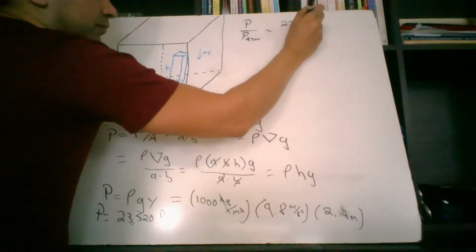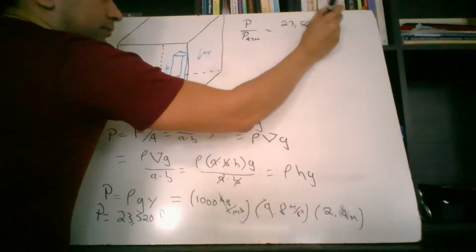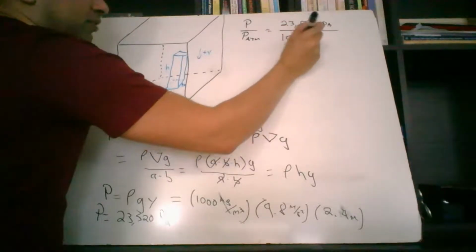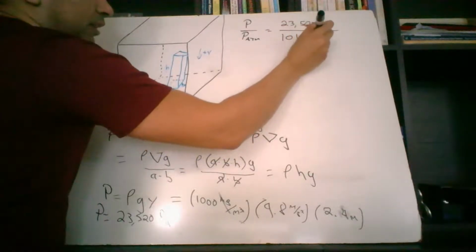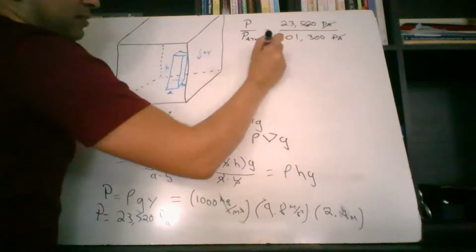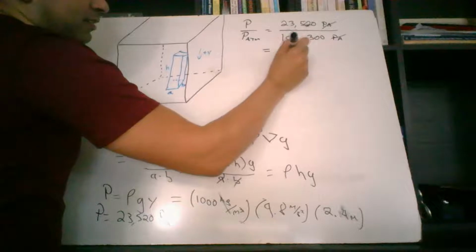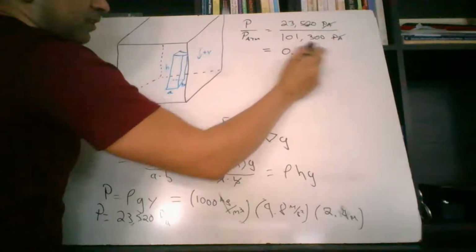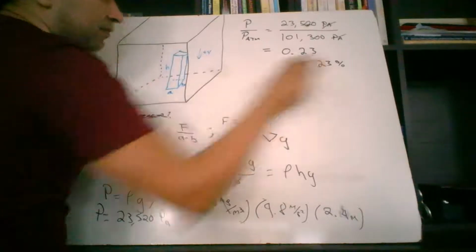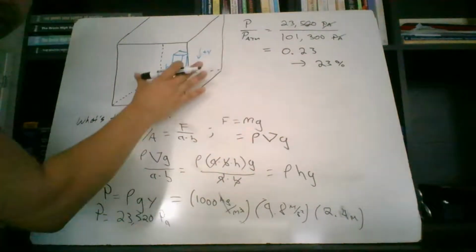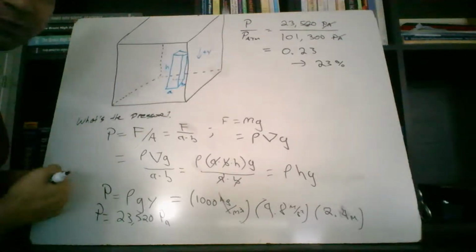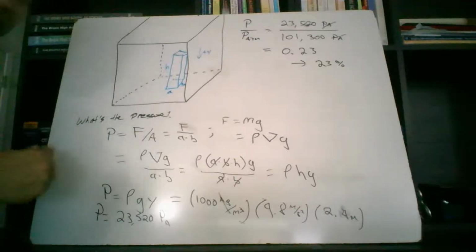23,520 Pascal. And atmospheric pressure is 101,300 Pascal. So the Pascals cancel out, and you end up with 0.23, or 23%. So at the bottom of the pool, you are going to experience 23% atmospheric pressure.